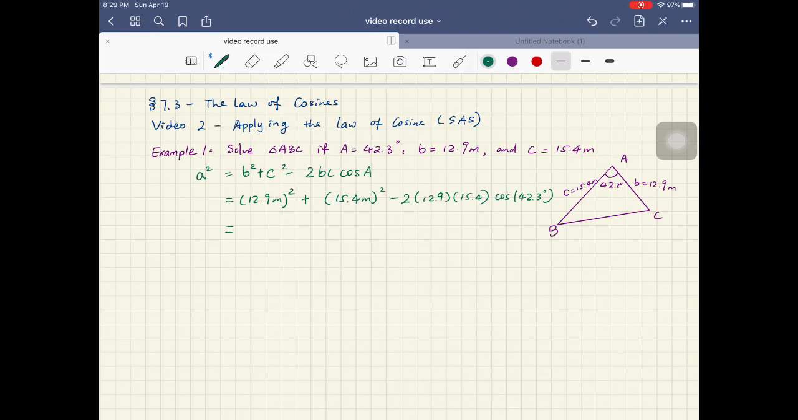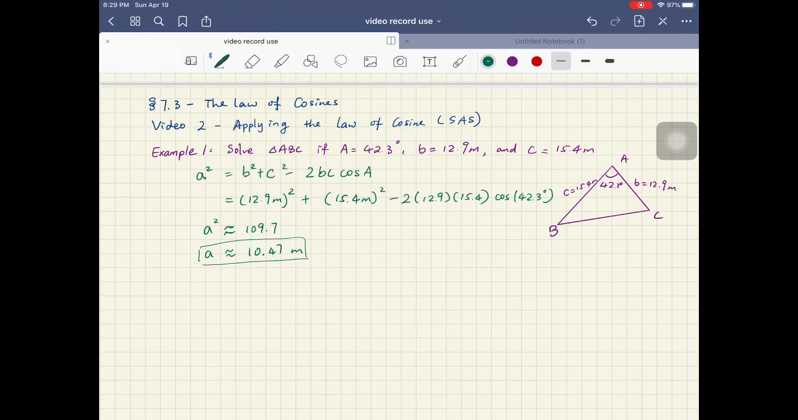Once we plug everything into the calculator, we get A squared is approximately 109.7 meters squared. But here the unit doesn't really make sense, so we're not going to talk about the unit. We're not looking for A squared, we're looking for A, so we take the square root. A is approximately 10.47 meters. We only take the positive one because we have a triangle. Once we have A, we're going to figure out angles B and C.